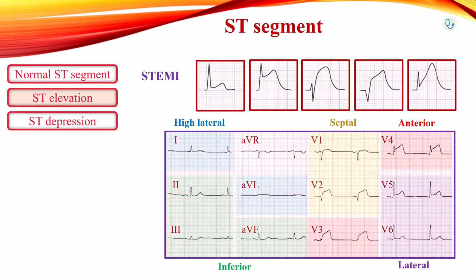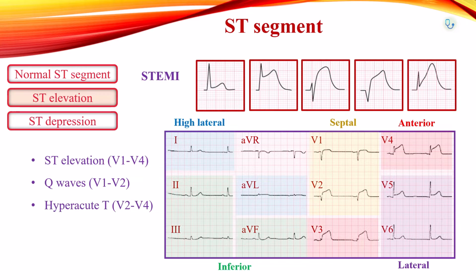In this EKG, ST segment elevation in anteroseptal leads, V1 to V4, Q waves in septal leads, V1 and V2, and hyperacute T waves in V2 to V4 can be observed. This feature indicates acute anteroseptal ST elevation myocardial infarction. For more detail, watch videos related to each STEMI topic.